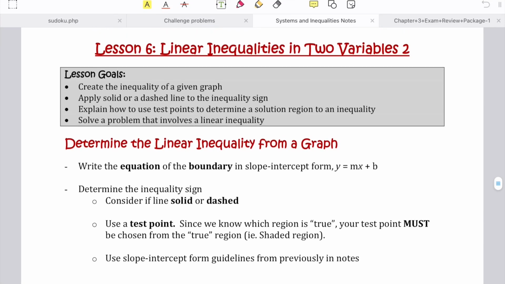Okay, so lesson 6 is to do linear inequalities in two variables, part 2.